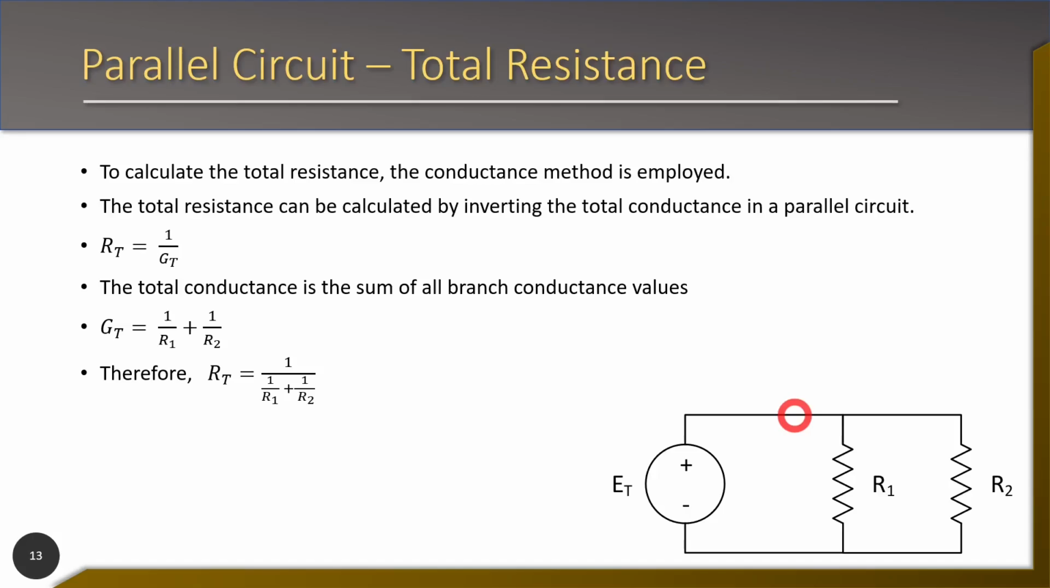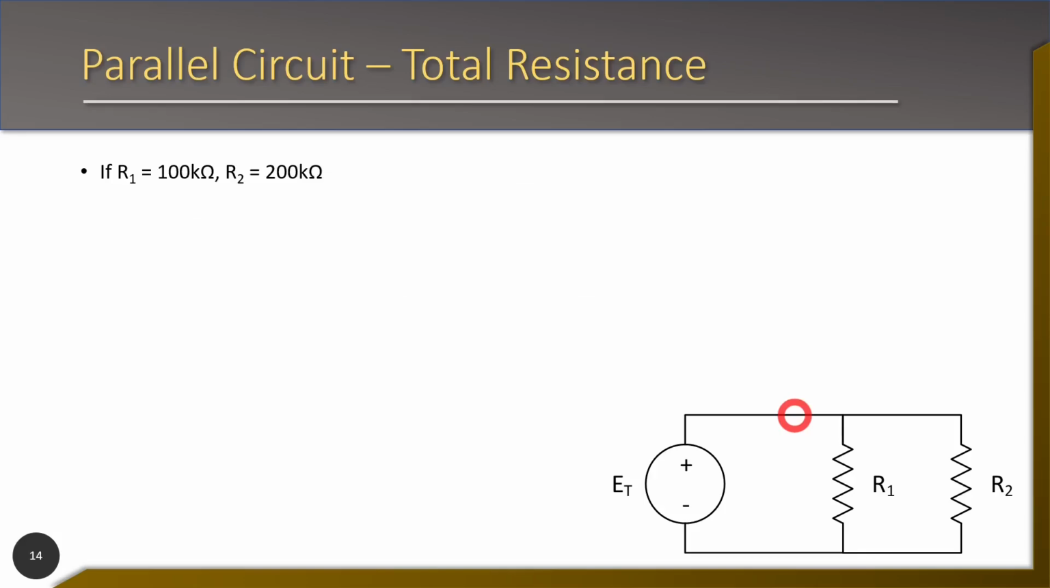Therefore, and we can punch it in our calculator this way, RT equals 1 over R1 plus 1 over R2. Okay, we're going to go through an example to show you how to do this. So if we have 100 k ohms and 200 k ohms, what we would do is calculate it this way. We would say 1 over 100 k ohms plus 1 over 200 k ohms.